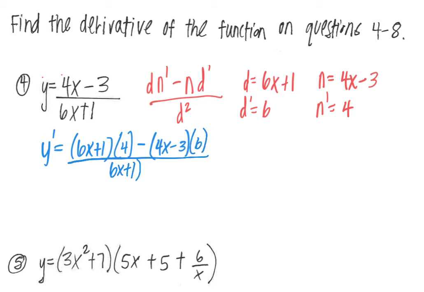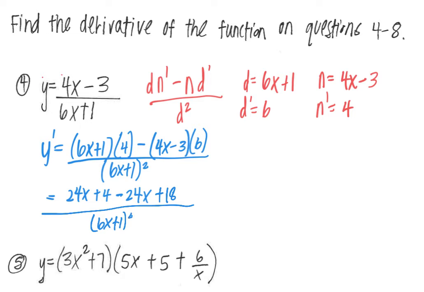So cleaning this up, 24x plus 4, I just distributed that 4. I'm going to distribute a 6 and a negative sign at the same time. So that's going to end up being a negative 24x and a positive 18 all over 6x plus 1 squared. And we end up getting 22 over 6x plus 1 squared.